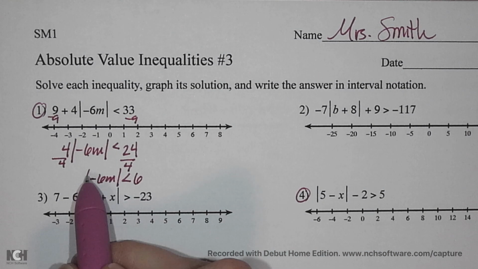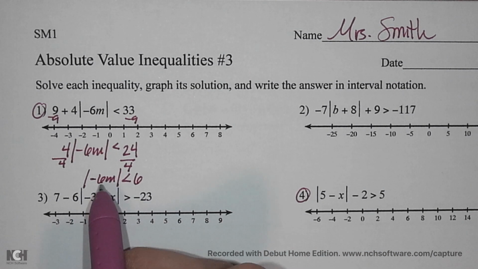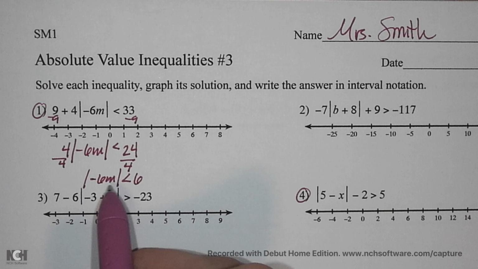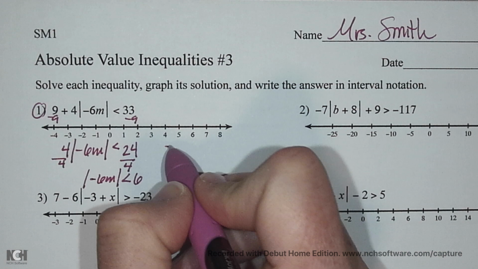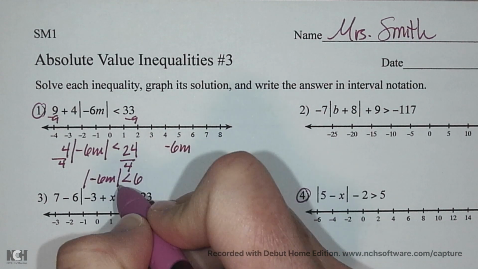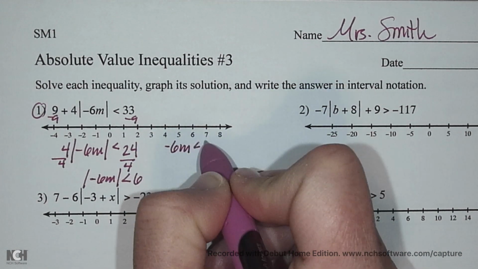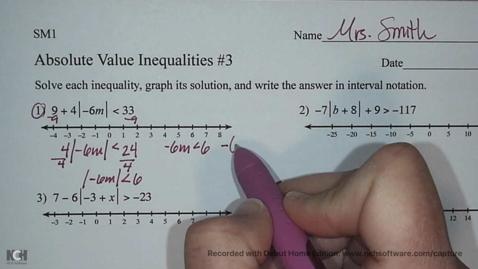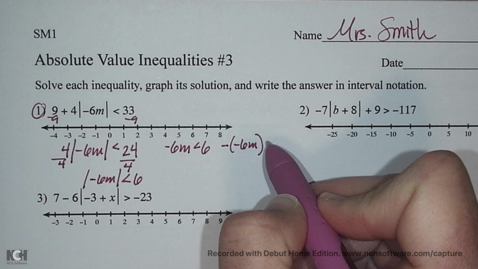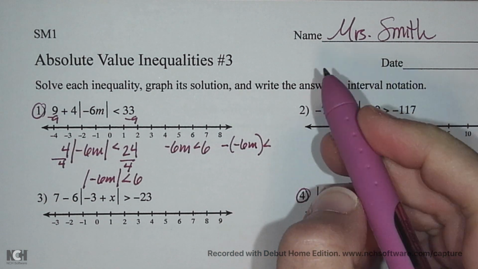All right, so now we have isolated our absolute value expression. It's by itself on the left-hand side of the equation. So we're going to split our inequality into 2. So let's do negative 6m is less than 6. And then we're going to do negative 6m is less than 6.